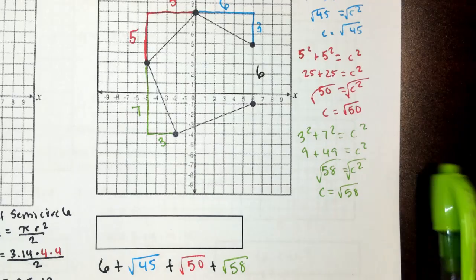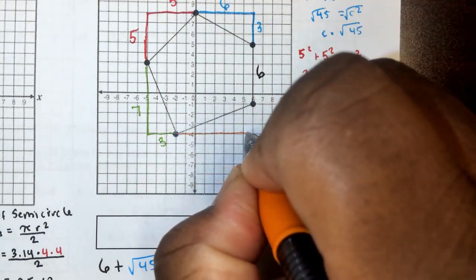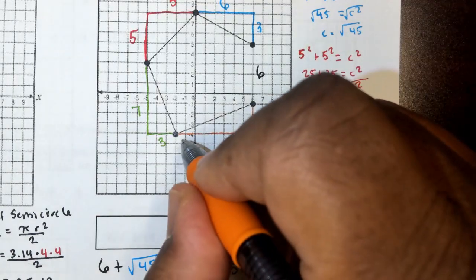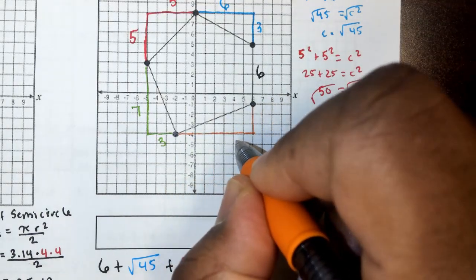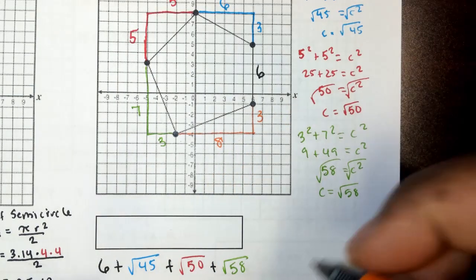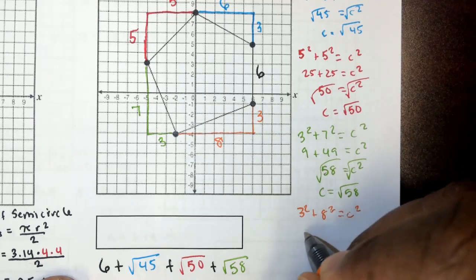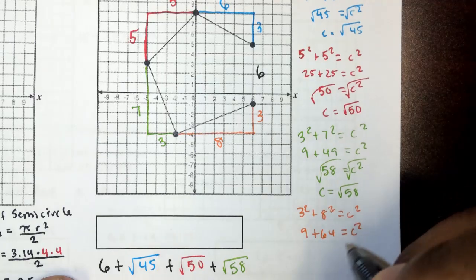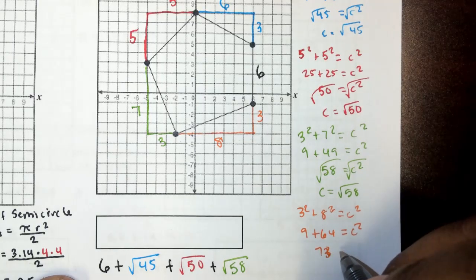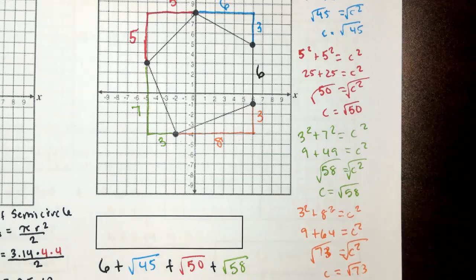The last one we need is going to be this one. 1, 2, 3, 4, 5, 6, 7, 8, and 1, 2, 3. 3 and 8. 3 squared plus 8 squared equals c squared. 9 plus 64 is 73, c squared, square root both sides. 73 is ugly too. We're going to leave it as is. The last one we're going to add in is square root of 73.